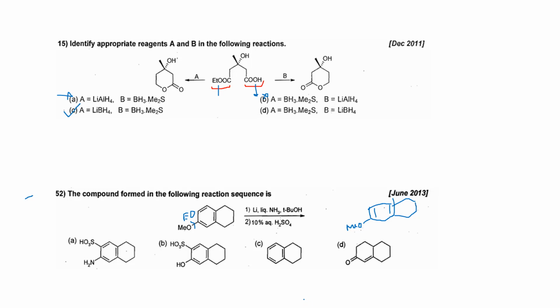Now in presence of H plus, this ether will break and it will be hydrolyzed to give OH. That undergoes tautomerism.